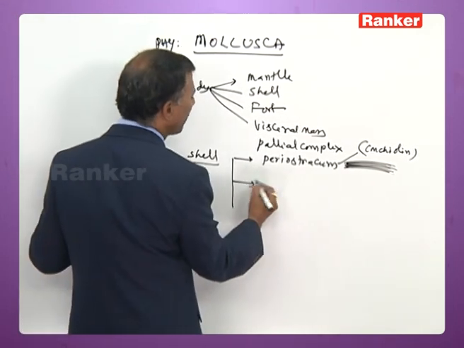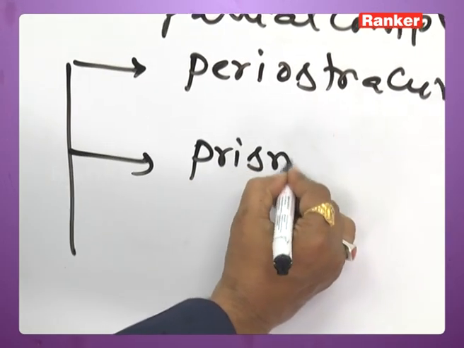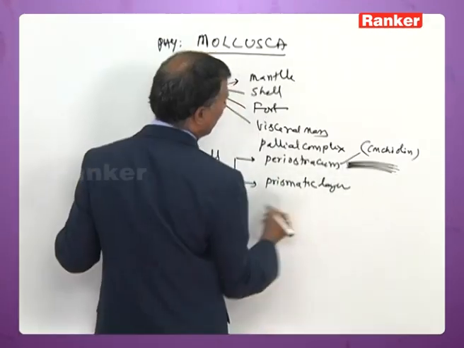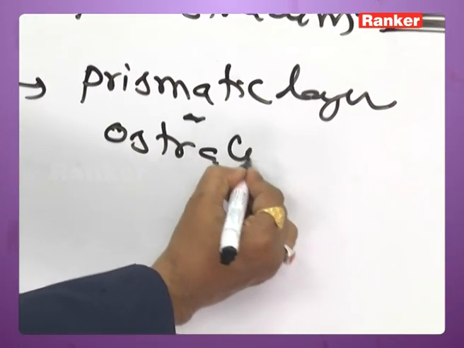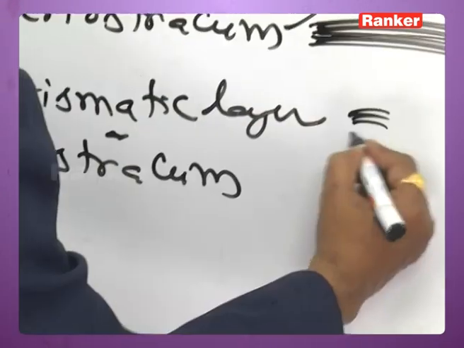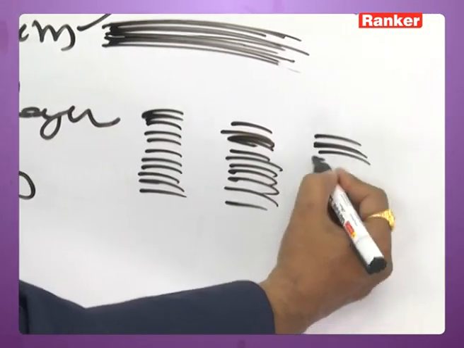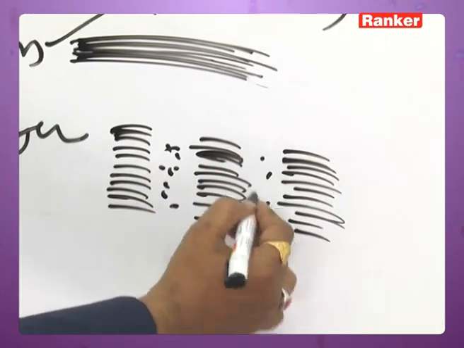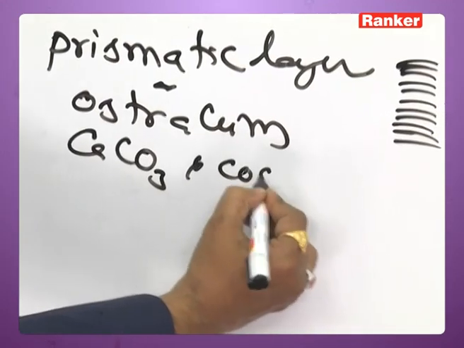Then the middle layer of the shell is called prismatic layer or ostracum. This prismatic layer or ostracum is made up of both CaCO3 and conchiolin. This is the CaCO3 deposition, and in between there is conchiolin deposition. So it is made up of both CaCO3 and conchiolin.